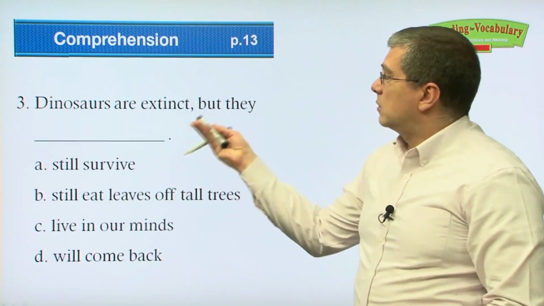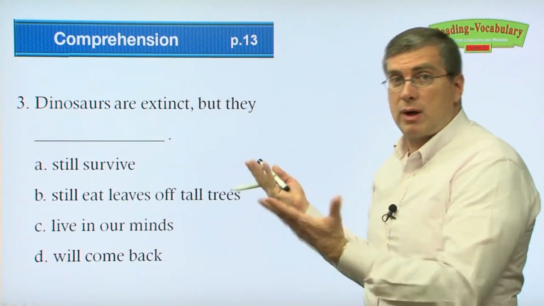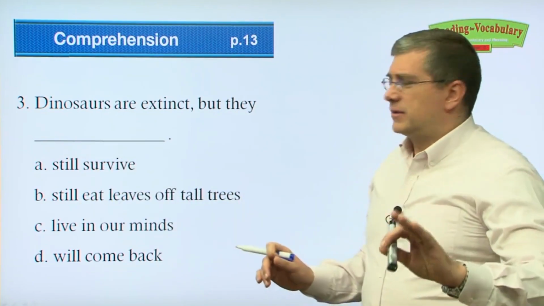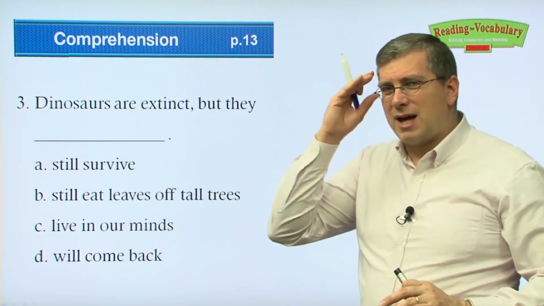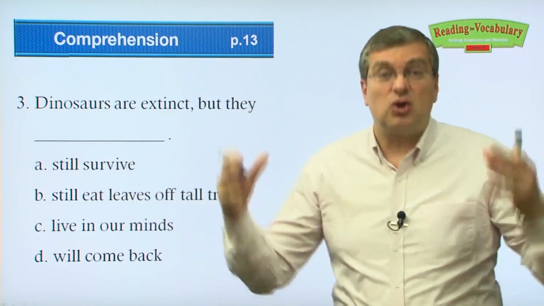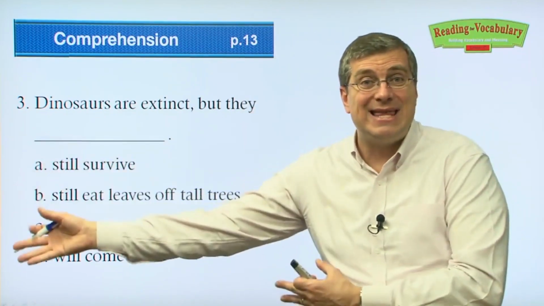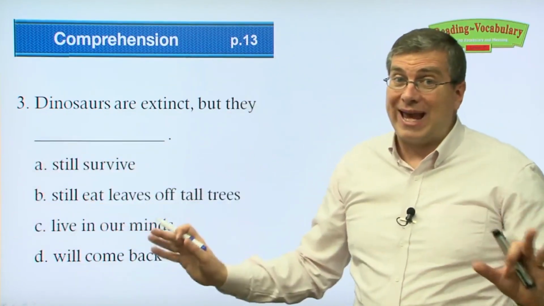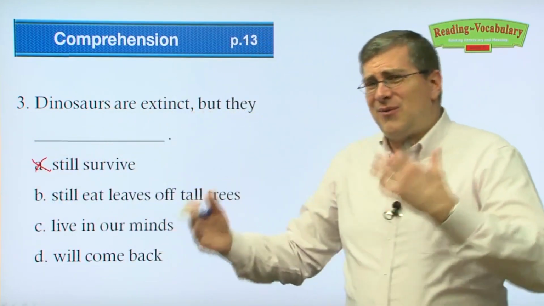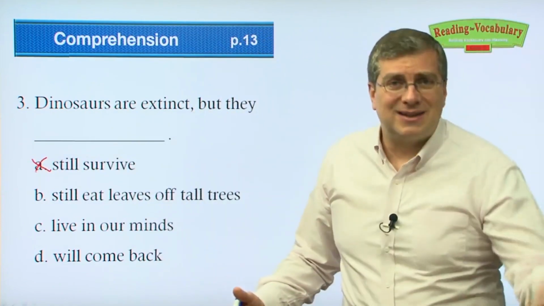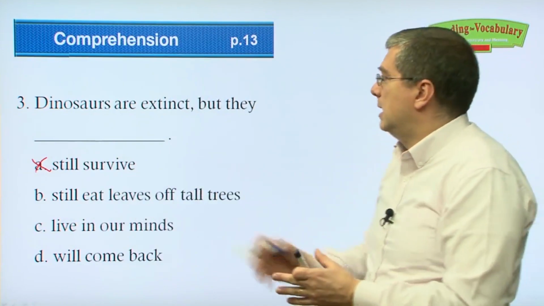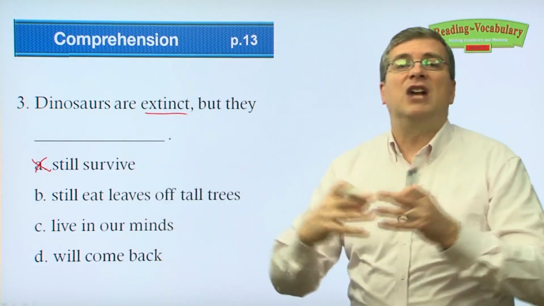The sentence is, dinosaurs are extinct, but they beep, right? What do? A, still survive. Well, be careful with this, because I know the sentence said they still survive in our imagination, but if you just say they still survive, that means they actually still survive. You can go out and see them. But thank goodness we can't, right? So that's not correct. Dinosaurs are extinct, but they still survive. In fact, that doesn't make any sense, because if something is extinct, it's not surviving anymore. That contradicts each other, okay? So extinct and still survive contradict each other.